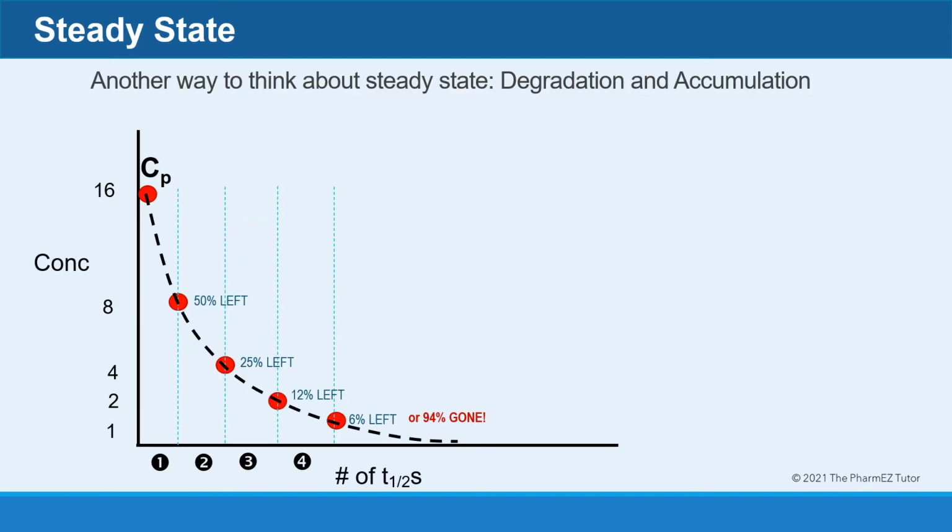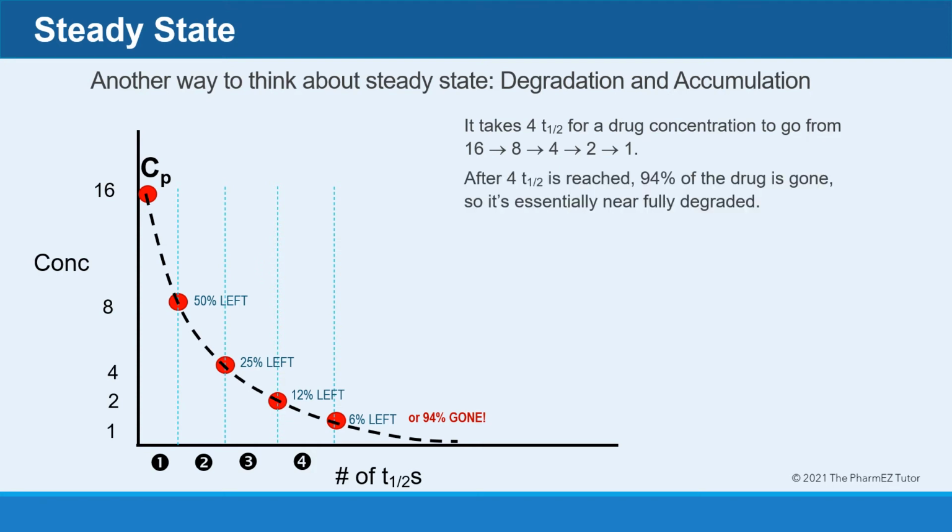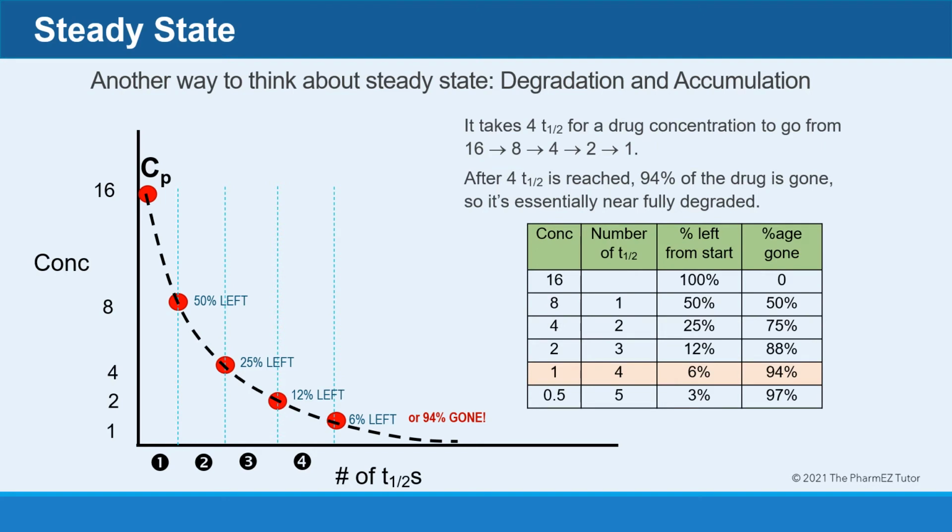Another way to think about steady state is to look at degradation and accumulation. It takes 4 half-lives for a drug concentration to go from 16 to 8 to 4 to 2 down to 1. After 4 half-lives is reached, 94% of the drug is gone, so it's essentially near fully degraded. Here's a table that illustrates this.